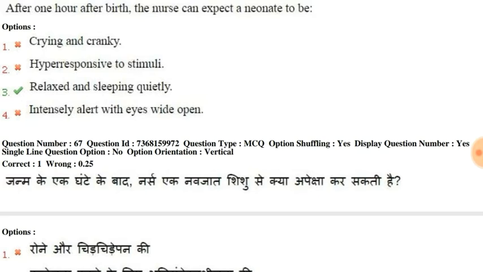Next is, after 1 hour after birth, the nurse can expect a neonate to be, so there are four options and the correct answer is third one, that is relaxed and sleeping quietly.